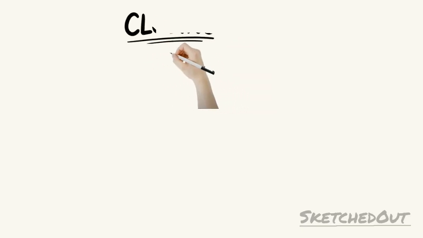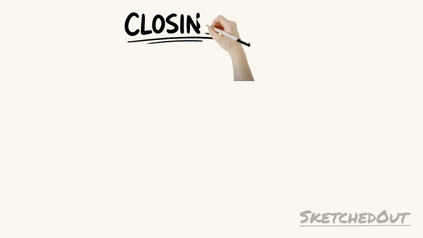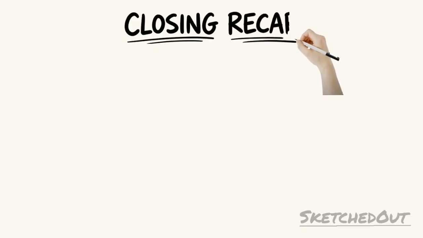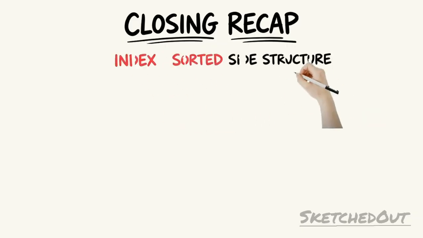A closing strip. Index equals sorted side structure. Write cost equals number of indexes. Bloat plus AutoVacuum. Unused indexes equals pure tax. Build concurrently or take downtime.